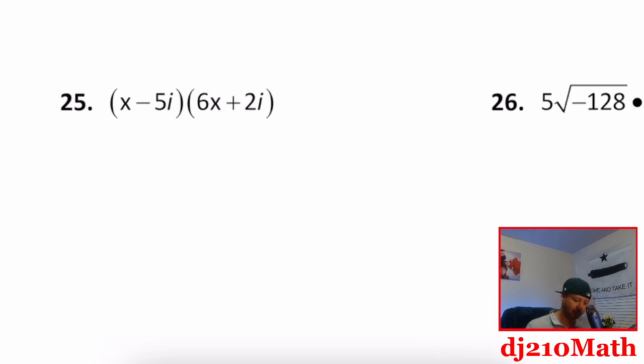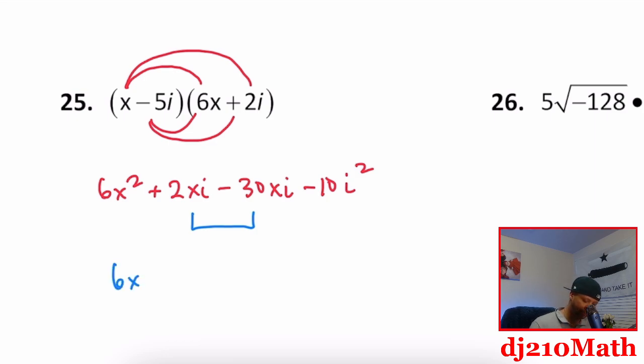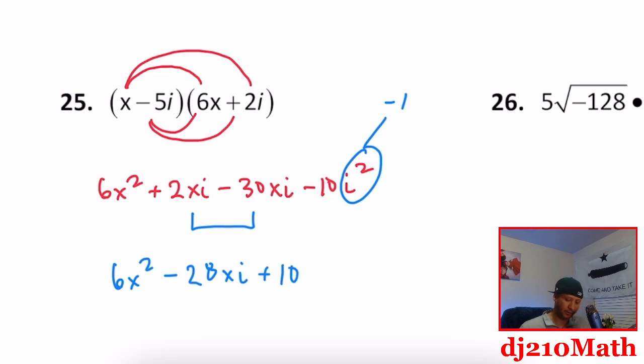25. Same idea, just with an x. So x times 6x, 6x squared. x times 2i plus 2xi. Negative 5i times 6x is negative 30xi. Negative 5i times 2i is negative 10i squared. Combining the things that are alike, 2 minus 30, negative 28 xi, and then i squared, of course, is negative 1, so it just changes the sign to plus.